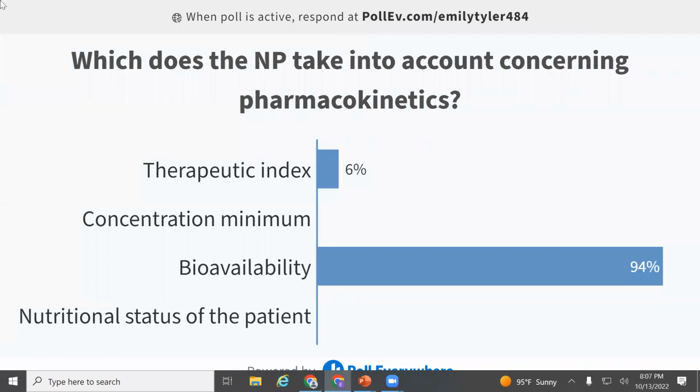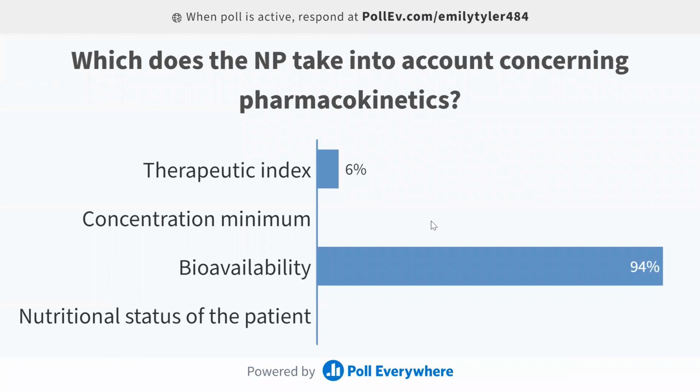So what does the NP take into account concerning pharmacokinetics? Pharmacokinetics, the movement of the drug. I need to be concerned about bioavailability, correct?